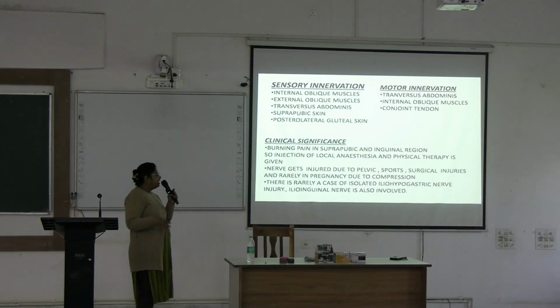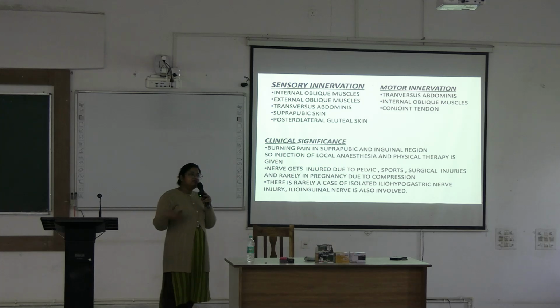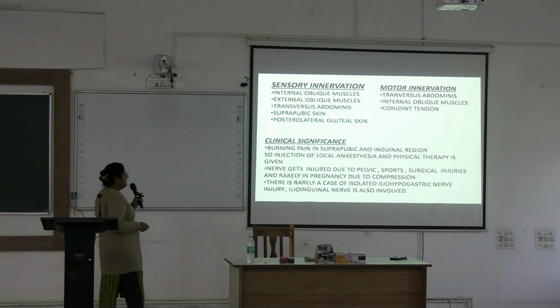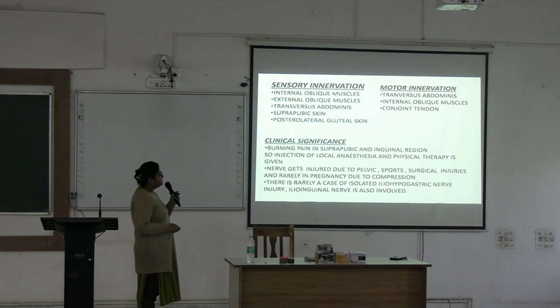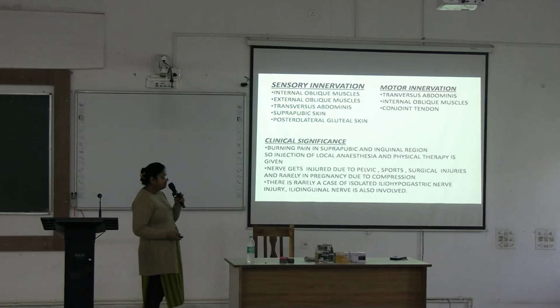Okay, there is hyperdistension of the abdomen and abdominal muscles due to the pregnancy, so there is a chance of compression of this nerve and injury. And there is rarely a case of isolated iliohypogastric nerve injury, and these two nerves are generally involved together, iliohypogastric nerve and ilioinguinal nerve. Okay.